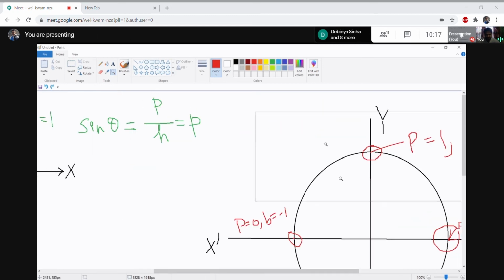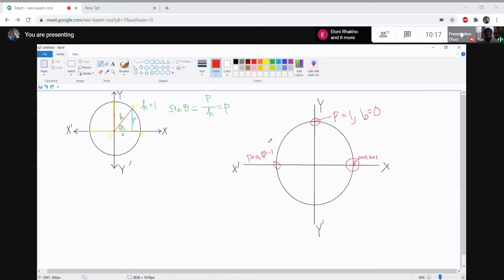So here in this point, P will be 0 and B negative, and in this point again, sorry, first write P. Here P will be -1 and B will be 0. Am I clear? So this diagram is very important. Okay, this diagram is very important.